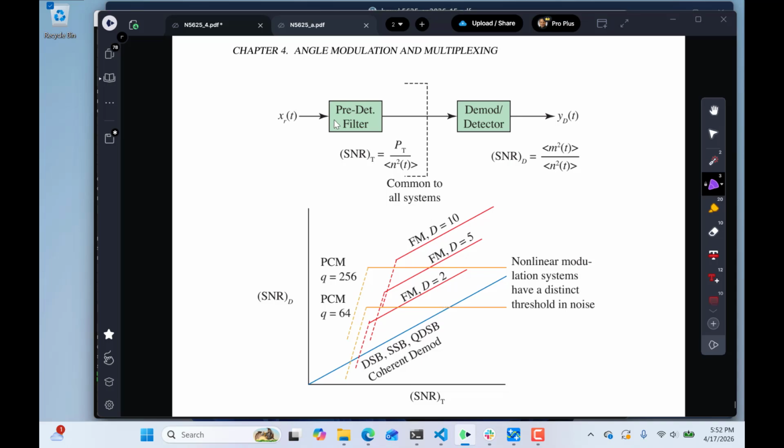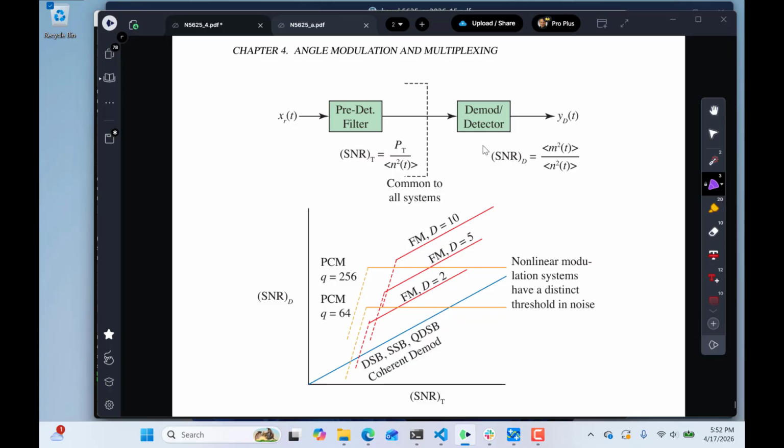Pre-detection SNR says that you would put some bandpass filter out in front of the received signal, and you would measure the total received power in the signal divided by the noise power. And this is going to be a common factor for all signals. As received signal-to-noise ratio goes up in what's called pre-detection, that's along the x-axis here.